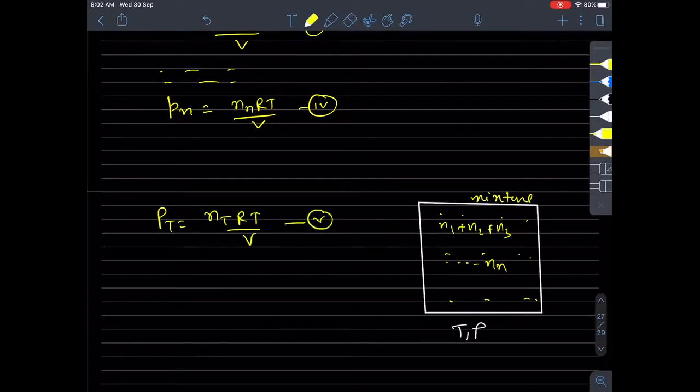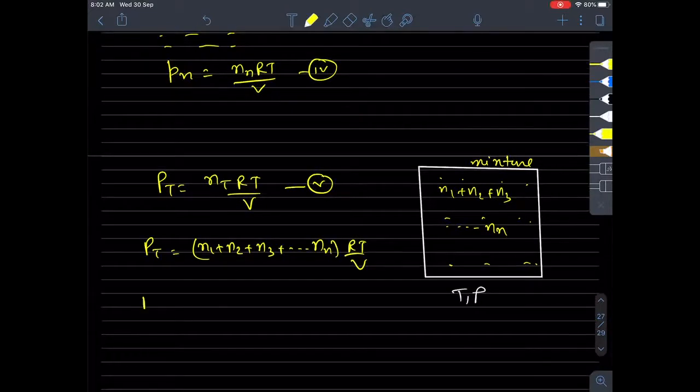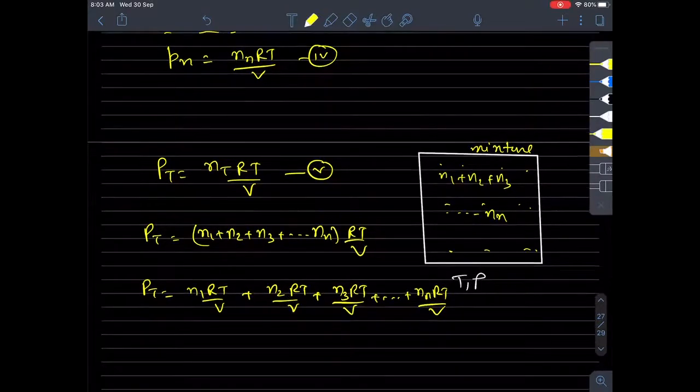Yes. Now, if you look at this, Pt is simply n1 plus n2 plus n3 plus dot dot dot plus nn into whole RT by V. So from here, if I simplify Pt, it is n1RT by V plus n2RT by V plus n3RT by V plus dot dot dot nnRT by V. So you can see this is nothing but P1 plus P2 plus P3 plus dot dot dot plus Pn. That is the total pressure of the mixture.